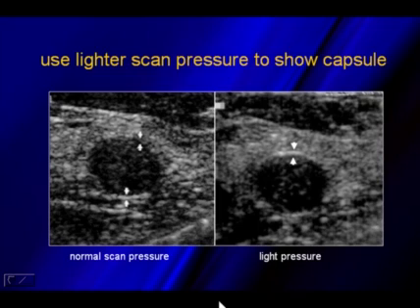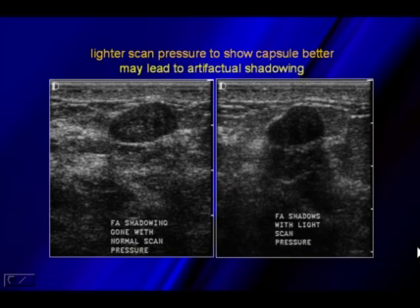So what I'll do in real time is lighten up my pressure, and you can see that by scanning with lighter pressure we're able to see the capsule a lot better than we could with our normal scan pressure here. Another thing to be aware of: once you lighten up your pressure to see the capsule better, you may cause some artifactual shadowing. And remember, shadowing is a feature worrisome for malignancy.